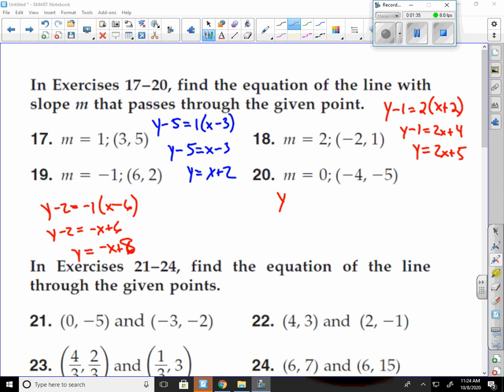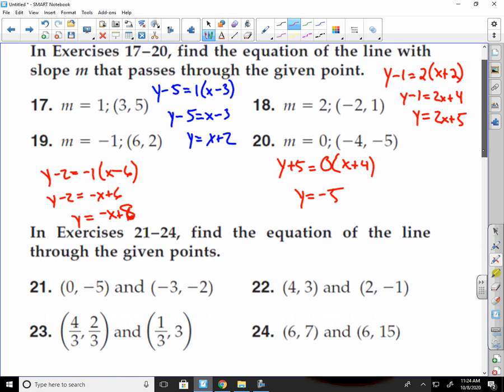Number 20, y plus 5, because it's minus a negative, equals 0 times x minus a negative 4. Distribute my 0, this whole side becomes 0. Subtract the 5. Y equals negative 5 is the equation of our line. That's going to be a horizontal line because it has 0 slope.